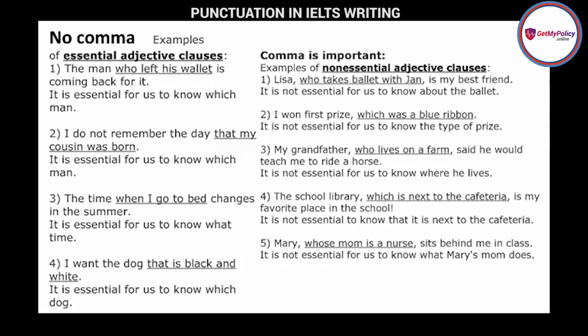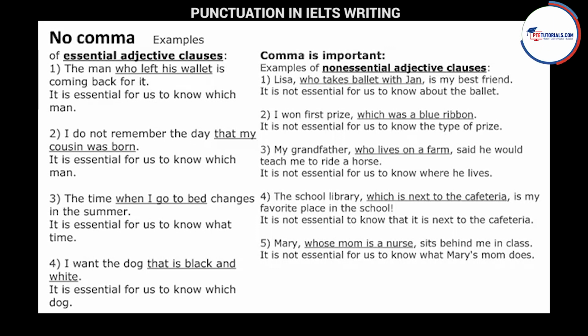Okay, so let's have the first example. The man. Now, for example, if I leave out these particular underlined words, what is this? The man is coming back for it. For what? I'm not getting my answer. So if I write, the man who left his wallet here is coming back for it. So here it makes sense, and you feel that the information is complete, because the man who left his wallet is coming. So the information is essential, so you do not put any comma.